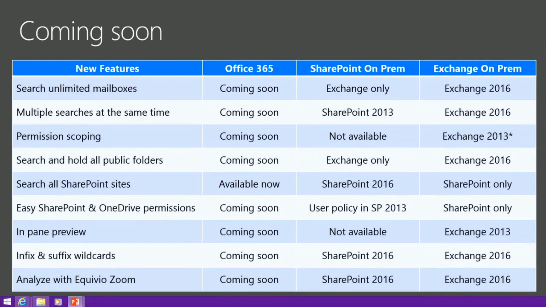So here's what we have coming soon. Search unlimited mailboxes. This is a totally new architecture for the way that we distribute and manage the eDiscovery searches, so we can do it across thousands of servers in the Office 365 service. Today our limit is 10,000 mailboxes, so this is a huge jump. We're also going to be releasing this on premises in Exchange 2016.